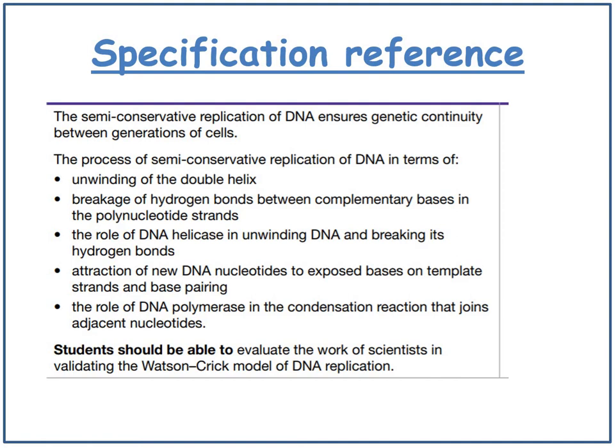The process of semi-conservative replication of DNA in terms of unwinding of the double helix, breakage of hydrogen bonds between complementary bases in the polynucleotide strand, the role of DNA helicase in unwinding DNA and breaking its hydrogen bonds, attraction of new DNA nucleotides to exposed bases on template strands and base pairing, the role of DNA polymerase in the condensation reaction that joins adjacent nucleotides. Students should be able to evaluate the work of scientists in validating the Watson-Crick model of DNA replication.